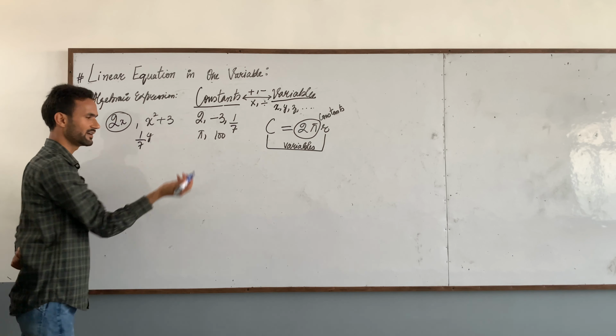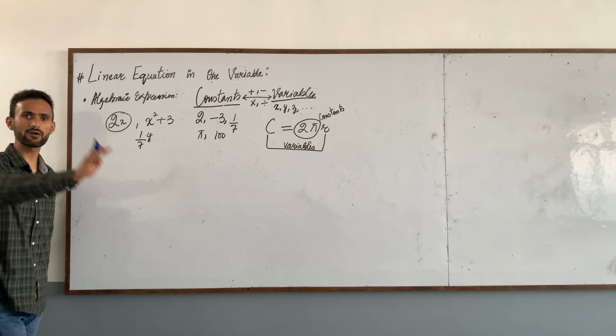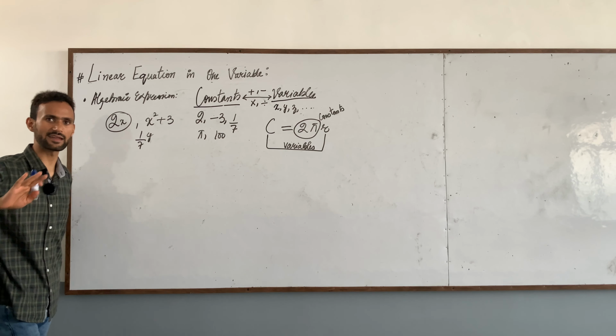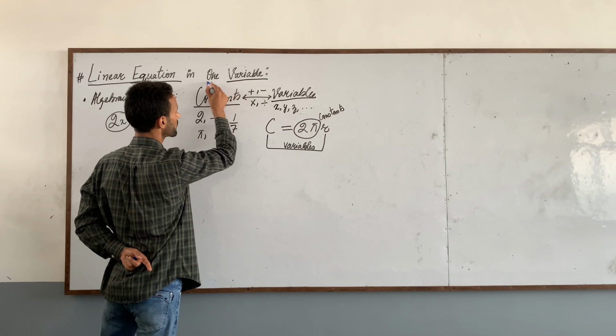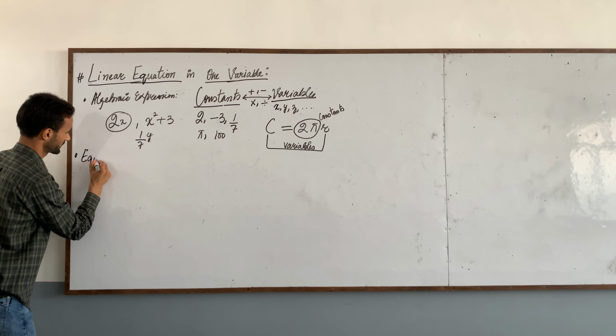Now, our topic is linear equation in one variable. In linear equation in one variable, we have to understand three things first. The first thing is what is an equation. The second thing is linear or linear equation. The third thing is variable or one variable. The first thing is equation.